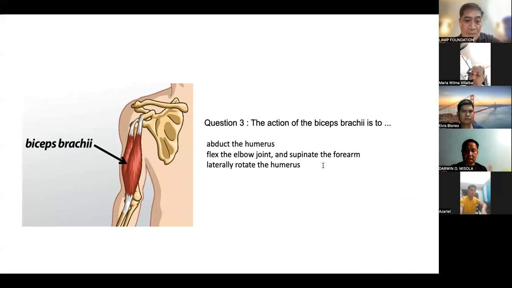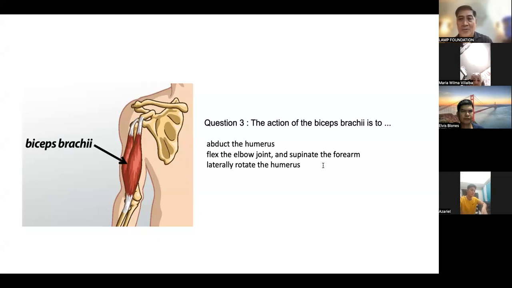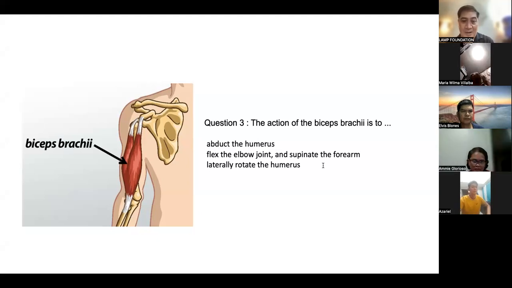Ano ba ibig sabihin ng supinate? Flex ko, Doc, yung brachii. Ano ba ibig sabihin ng supine? Can you show us? Okay. Kasi baka, ewan ko lang kung ako magbibigay ng exam, papakita ko lang yung movement. Sabi mo ano, masa. I don't know if ganun yung exam ni ano.